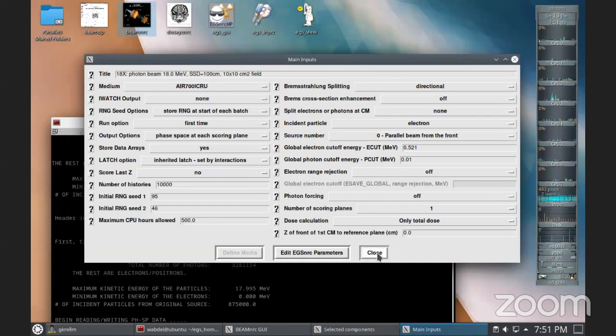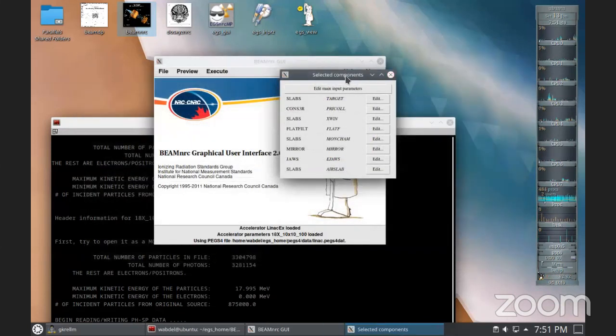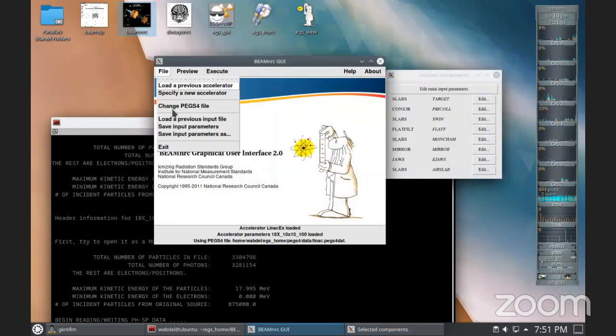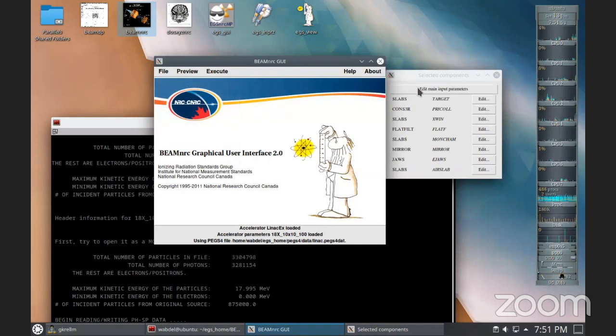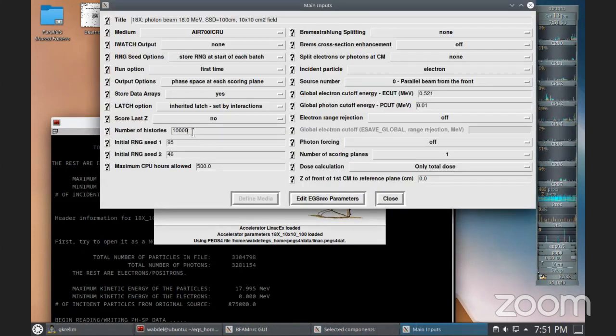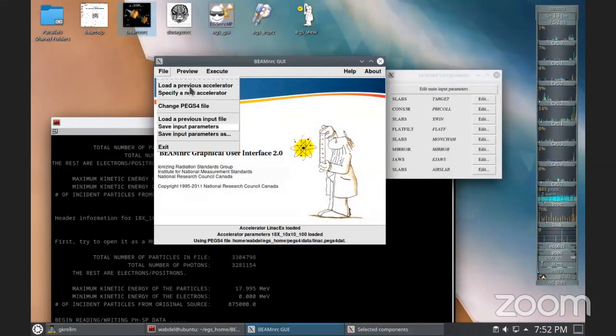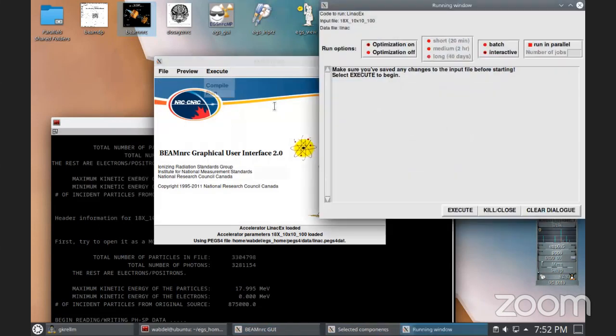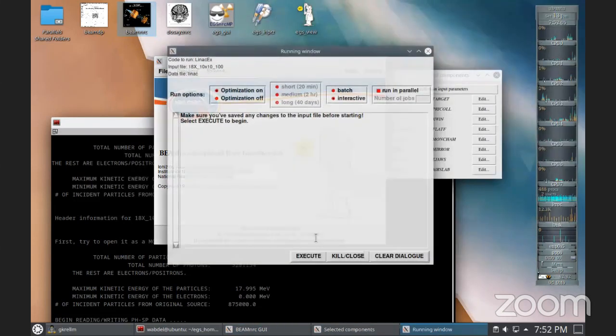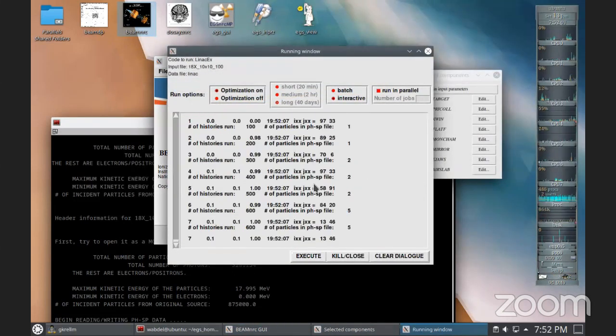And this is what's called bremsstrahlung splitting. Let me show you something. I'm going to turn this off, so no bremsstrahlung splitting. And let's run the simulation again. I'll probably reduce the number of particles. I'm going to put it at 1,000. Okay, and let's run the simulation. Execute.